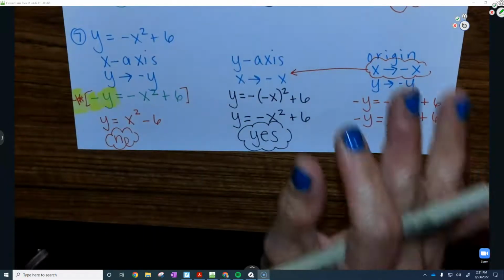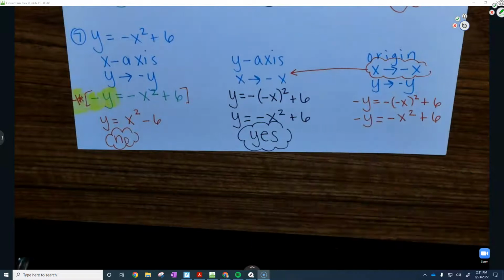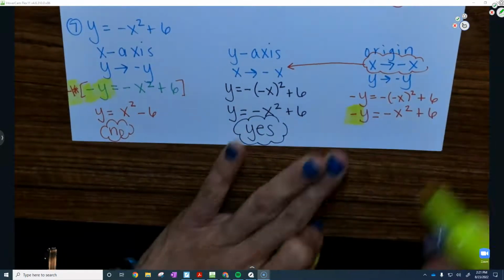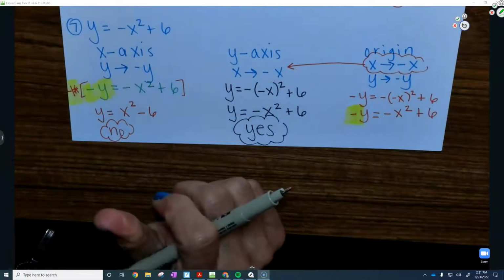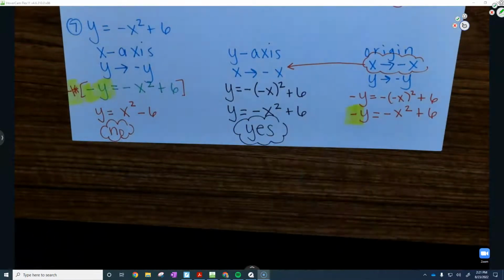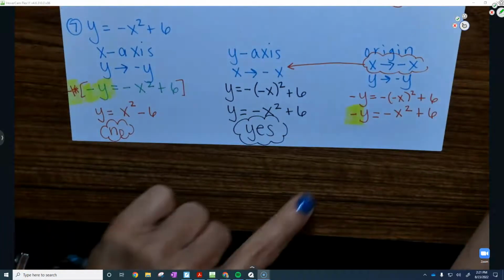What do you multiply when you change the y? Negative 1. And remember, when you multiply by negative 1, the shortcut, just change all the signs.